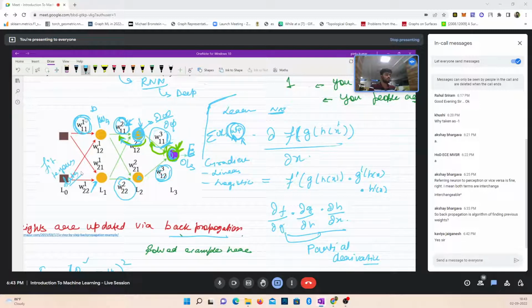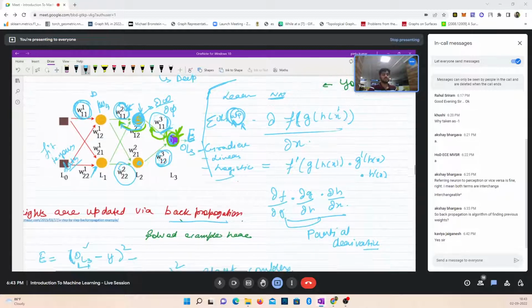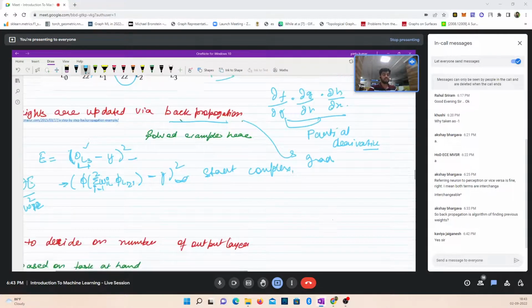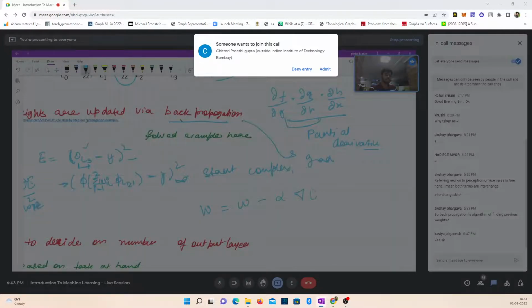So this is what we want to do. We want to learn some appropriate weights. This is what we are trying to do over here. By backpropagation, we find the gradient. If you remember, how do we update our weights? It is W minus some alpha times the gradient of the error function.